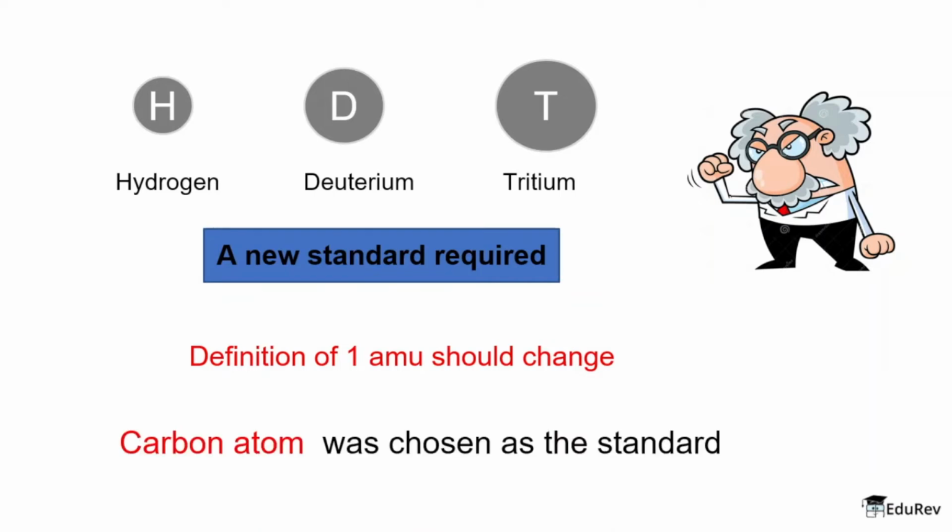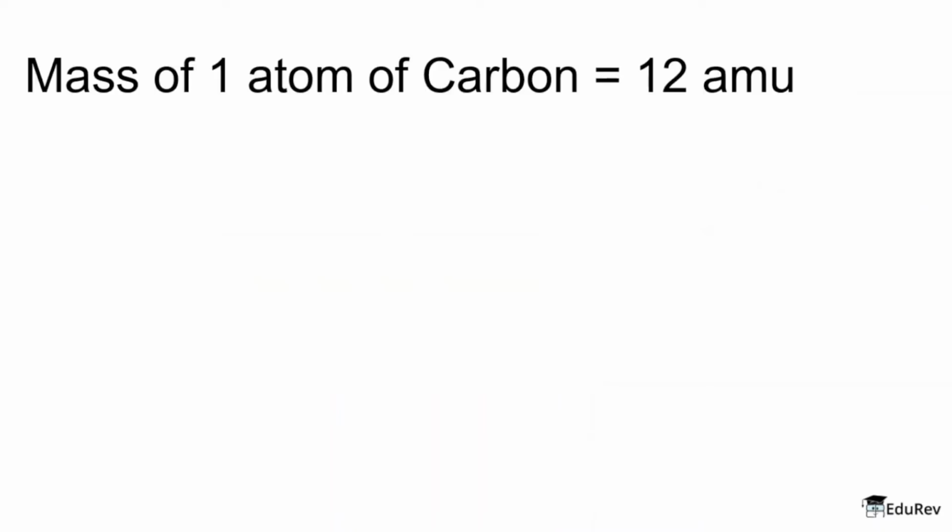After a lot of thought was given to this, the carbon atom was then chosen as the standard, and now we had to somehow change the definition of 1 AMU, which was initially with respect to the hydrogen atom, to now being with respect to the carbon atom. Okay, so what we already initially know is that the mass of one atom of carbon is equal to 12 AMU, which means the mass of one atom of carbon is 12 times as heavy as the hydrogen atom, right?